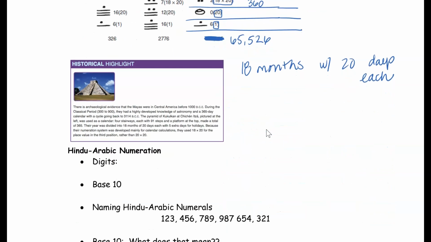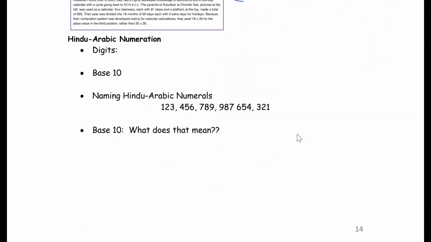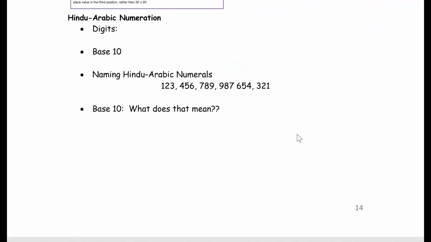And if you want, you can check out this box. It tells you a little bit more about how the Mayans incorporated the 18 months and the 20 days each into their mathematic system, and this pyramid at Chichen Itza. So all that said, let's jump into the system that we use today.